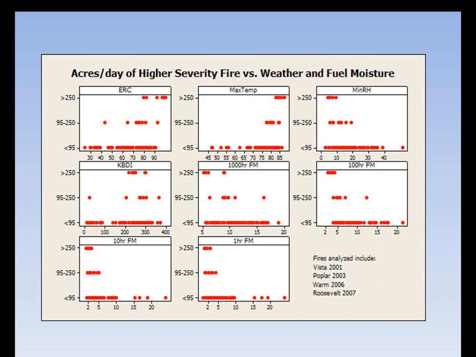And we realize that all these are interrelated. Obviously, the ERC is driven by max temp and min RH. But this was a quick analysis to answer a management question. It wasn't a great research project that we had lots of time to work on. And we plan on going back to this, and another variable we want to include now is the burn index.